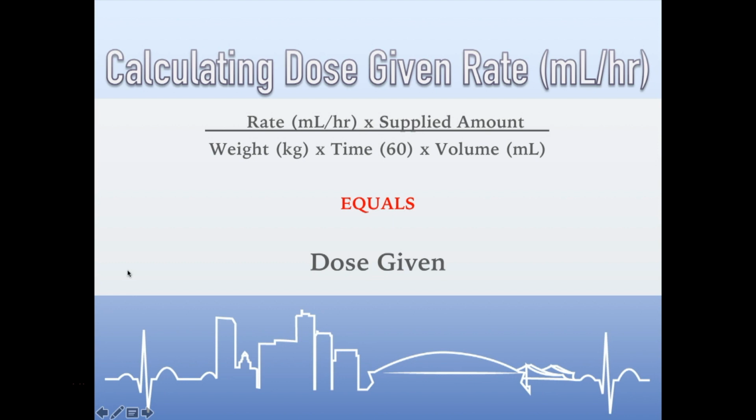So this is what our formula looks like when we set it up. It's our rate in milliliters per hour multiplied by our supplied amount, and then we'll divide that by our weight in kilograms multiplied by our time coefficient, which is always 60, and multiplied by our volume. We'll divide the top by the bottom, and when we calculate that, it will give us our dose being administered to the patient.